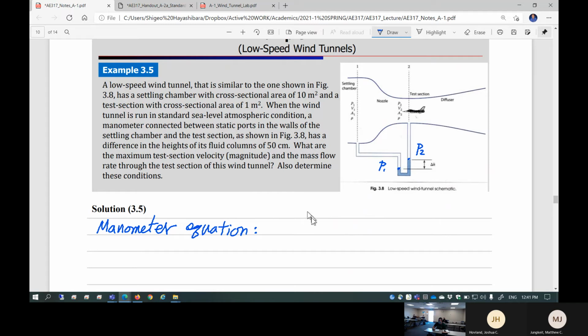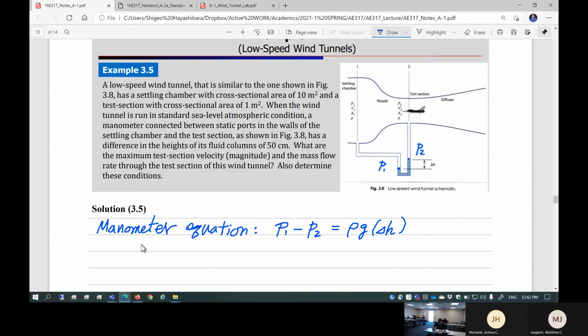Okay, good. So let's just think straight. Sometimes engineers think too much. So P1 minus P2, obviously P1 is higher pressure, P2 is lower pressure, which is equal to, how can I determine such a thing? Manometer equation. What's that? Rho g h, of course. Rho g delta h.